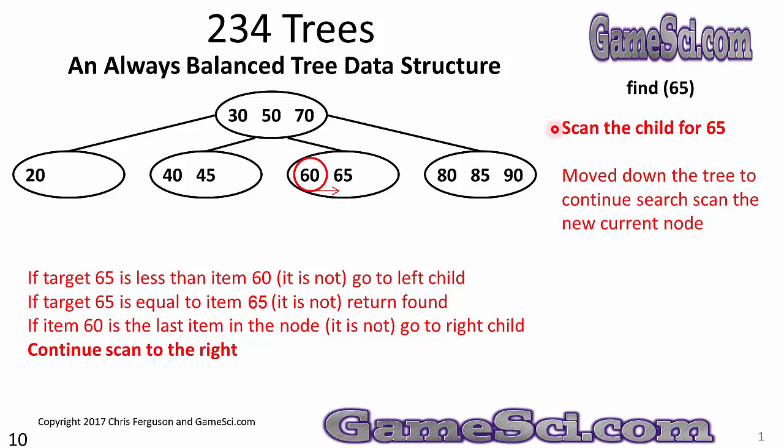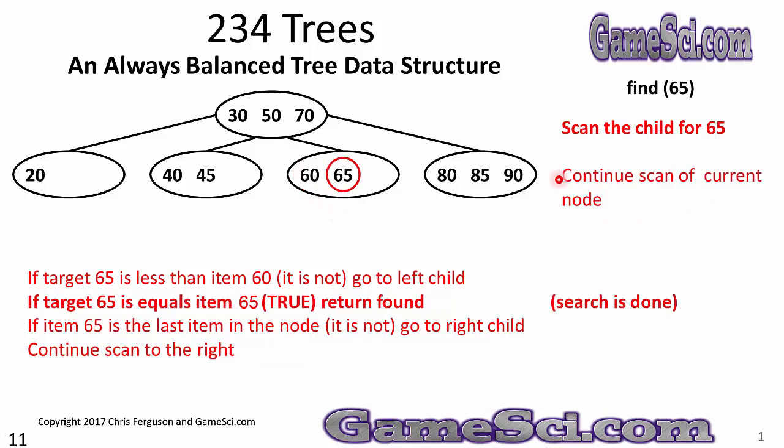Once in the left child of 70, we will scan the child for 65. We move down the tree and continue the search, scanning the new current node. This is our node now. We need to look in here. If our target 65 is less than 60, it's not. So we won't go to the left child of 60. Is the target 65 equal to the item 60? Nope, that's not. If the item 60 that we're looking at is the last item, we'd go to the right child, but that's not true either. We're going to continue the scan to the right. If I'm looking for 65, I'm going to go to the right of 60.